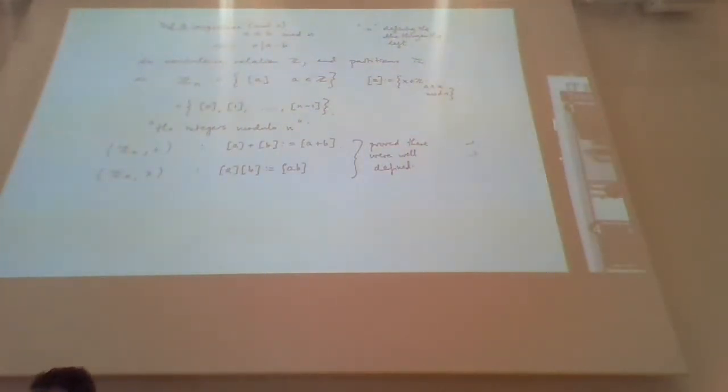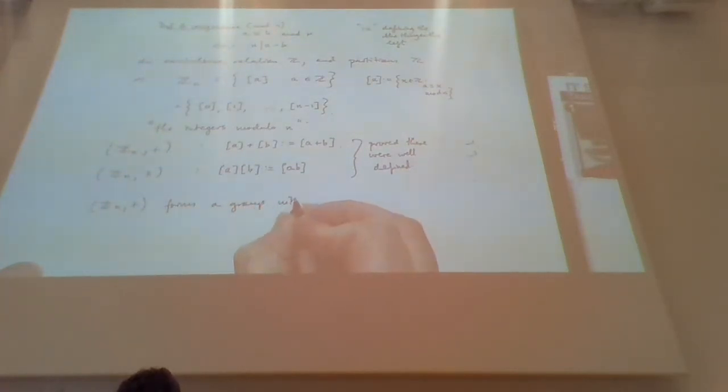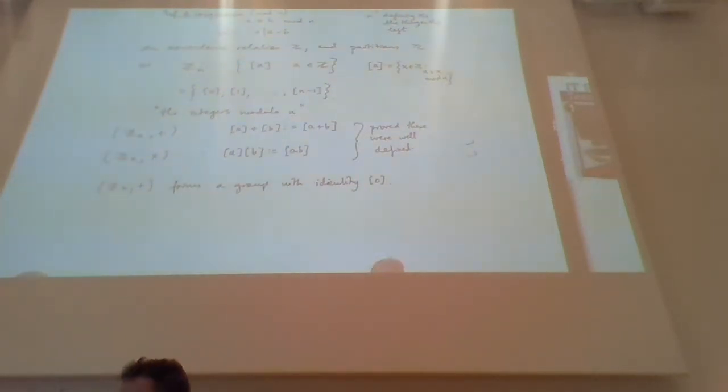Then we took a slight pause and we defined what a group in general was. We reminded you of the definition of a group that we met last year in Maths Fundamentals. The system Zn with plus forms a group. We proved that, with identity element the congruence class of 0. That congruence class, when you add it to any other congruence class, leaves it unchanged. And the inverses were the negative congruence classes, or the congruence classes of a negative.